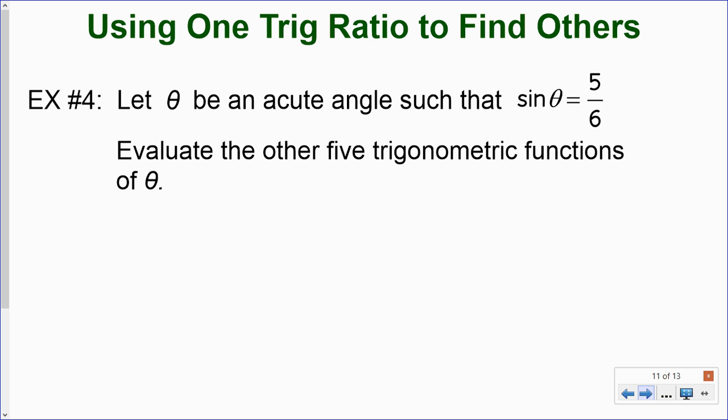Okay, now in this example, it says let theta be an acute angle such that sine of theta equals 5 over 6. Evaluate the other 5 trig functions of theta. So this is where you're using one trig ratio to find the others. So what you want to do is start by drawing a right triangle.